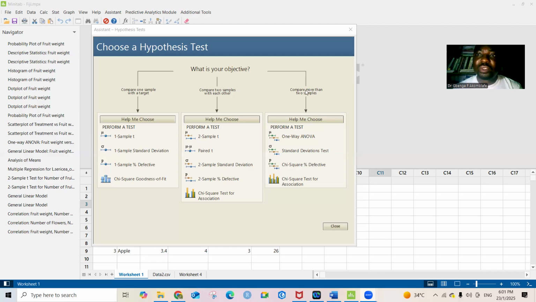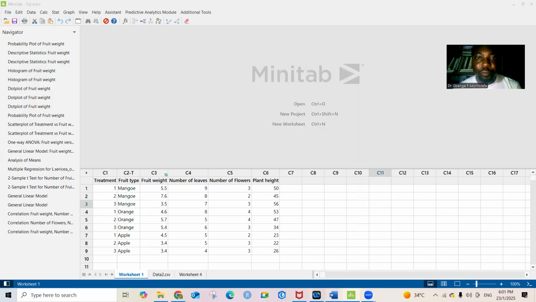Now, if you have more than two samples that you want to compare, all right, in that case, you would have to use what we call a one-way ANOVA. You can use a one-way ANOVA for your analysis, and then you can use a standard deviations test. You can use chi-square percentage defective. You can also still use chi-square test for association, all right, if it is more than two samples that you are comparing. So let us close this and go back to the manual and see what we have there.